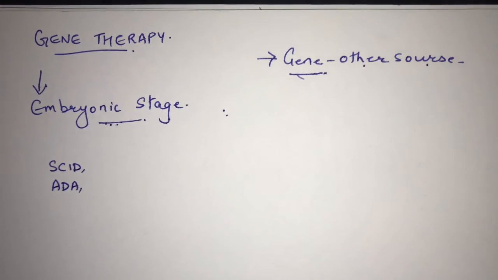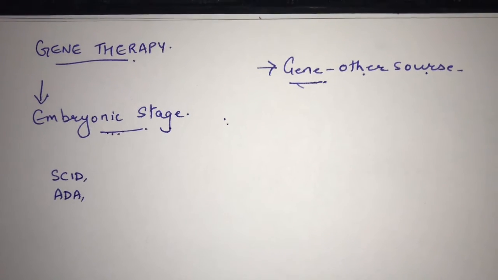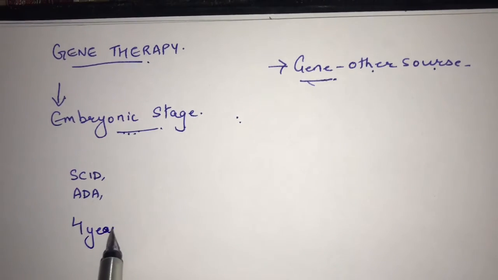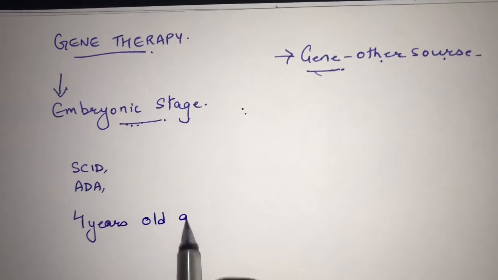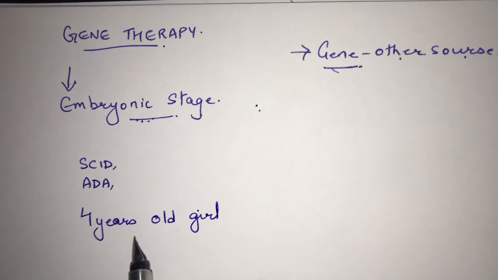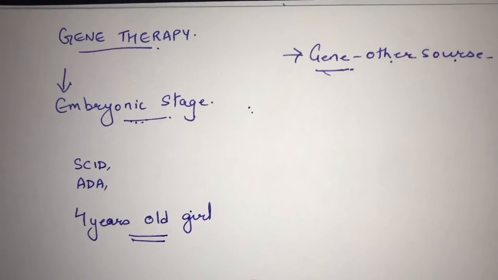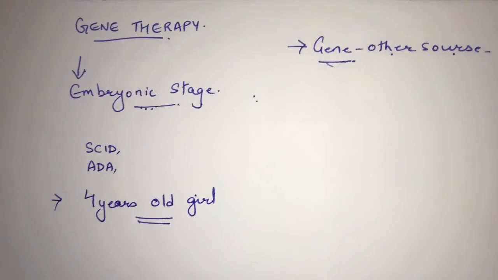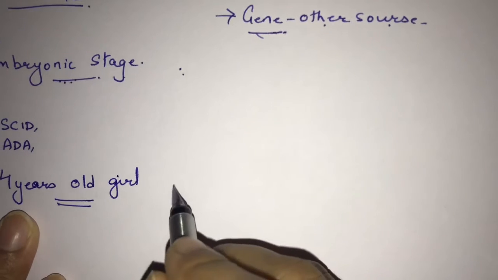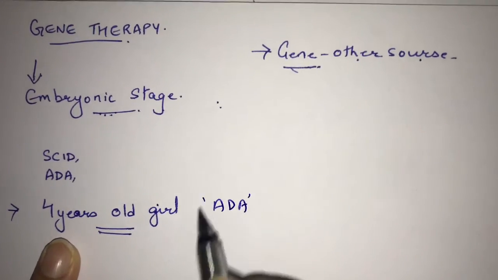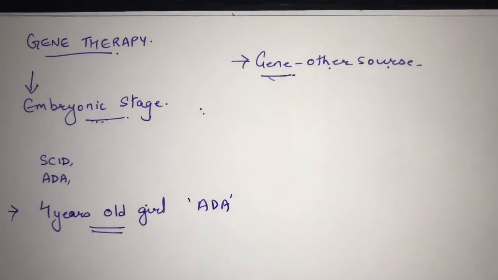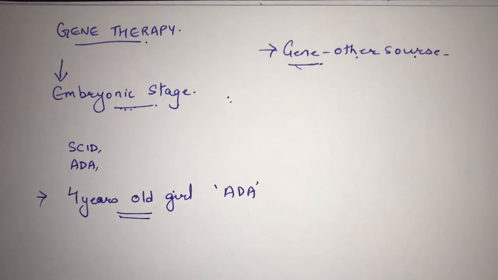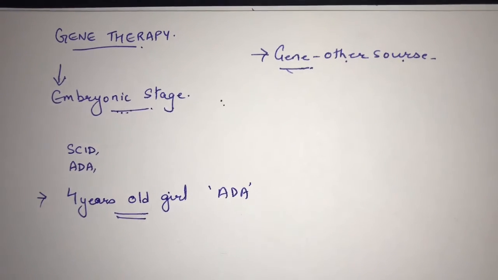The first gene therapy was practiced on a 4-year-old girl. It was not in the embryonic stage, but it was performed on a 4-year-old girl who was suffering from ADA, that means adenosine deaminase defect, and this gene therapy was done. She was 4 years old when it was done.